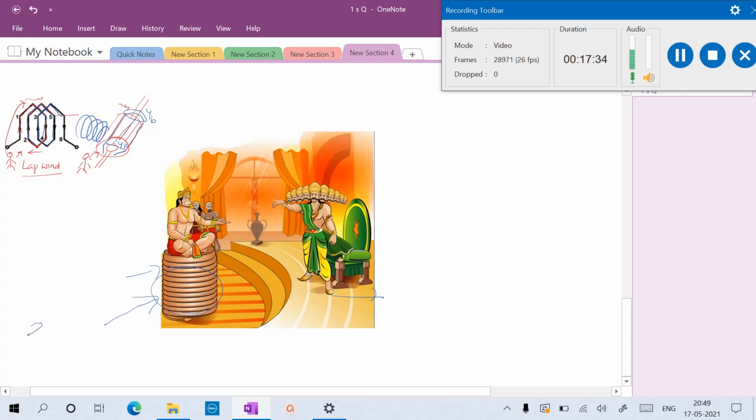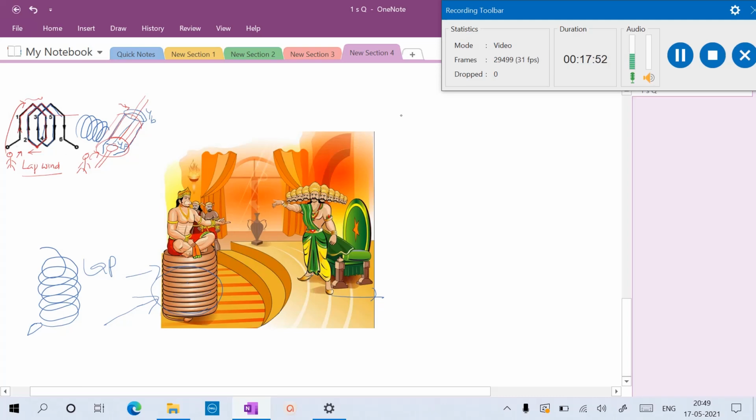So this going down, this is known as the lap winding. Don't bother about the details for now, I will explain in detail later. So here, this is the lap winding.